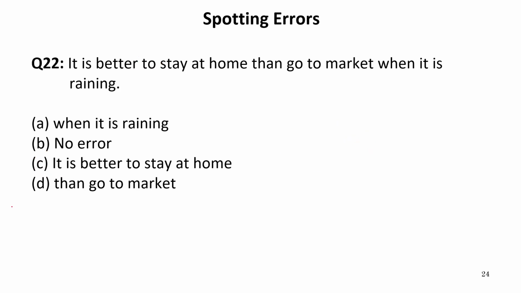Now let us move to the next one. It is better to stay at home than go to market when it is raining. Now with better we use to stay at home, then again to should be used over here, than to go to market when it is raining, or than going to the market. But direct go is incorrect. So error is in part C. So our answer is C.